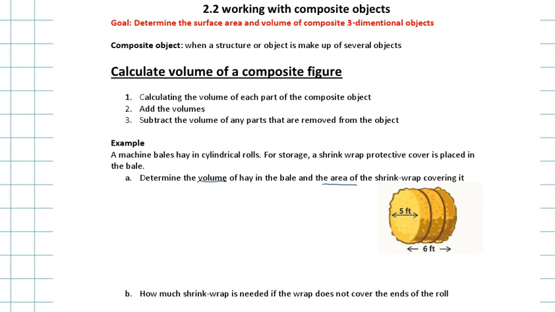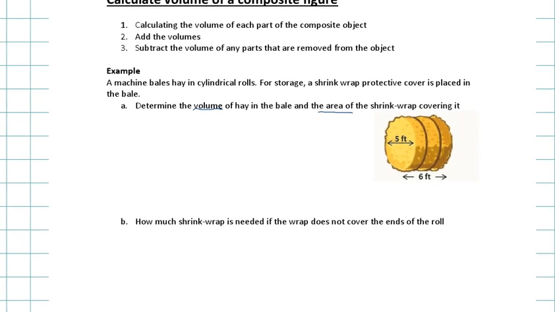So what kind of shape do I have? A cylinder, right? So for a cylinder, what's the formula for the volume? Pi r squared h, right? So to determine the volume, I have to do pi times r squared times h.